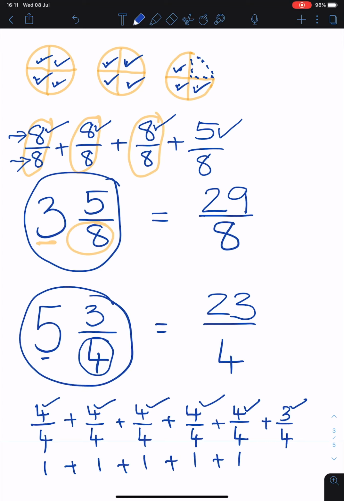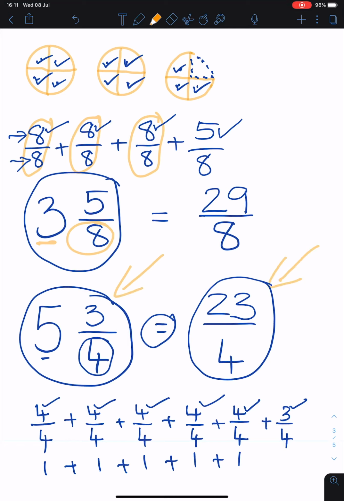5 3/4 is equal to 23/4. This is your mixed number, and this is your improper fraction.